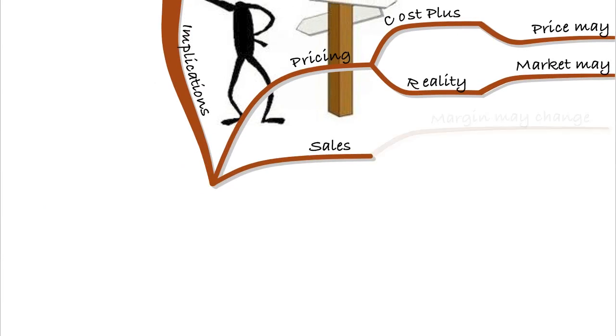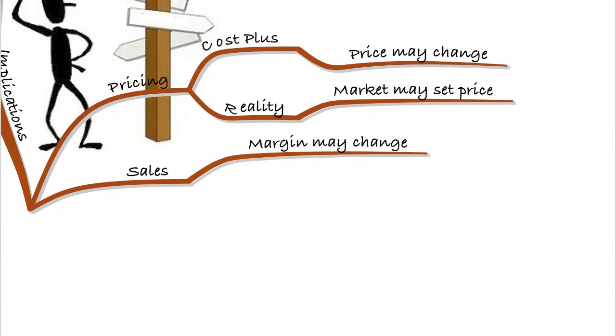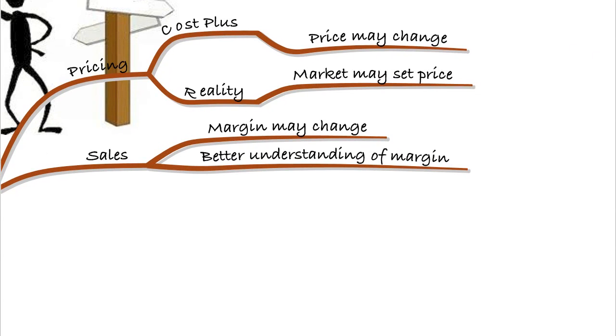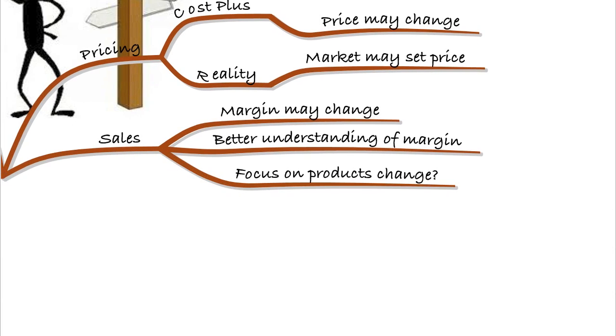For sales, your margin may change again because your cost may change. But you should have a better understanding of your margin because you'll understand in more detail where those costs are coming from. So you may be able to cut some of those costs, maybe even to increase your margin. You may also, as we saw in the last question that we did, focus on different products, because you may now find that a product that you thought was more profitable than another one is no longer the case under ABC costing. So your focus may change from one product to another because you're now making more profit on that product.